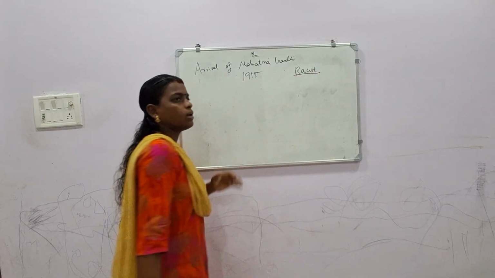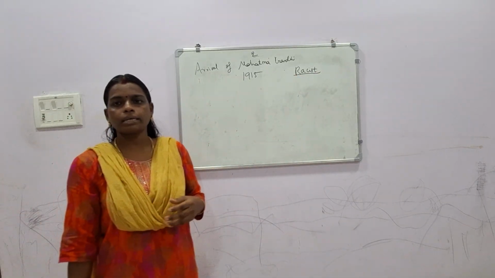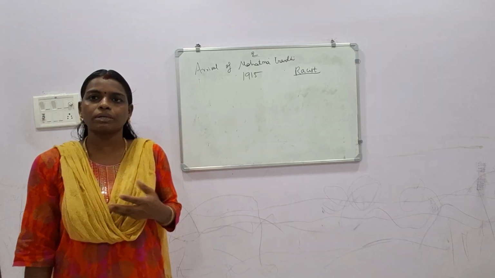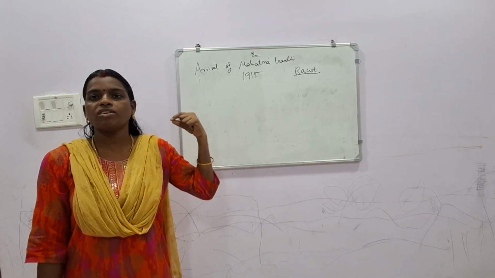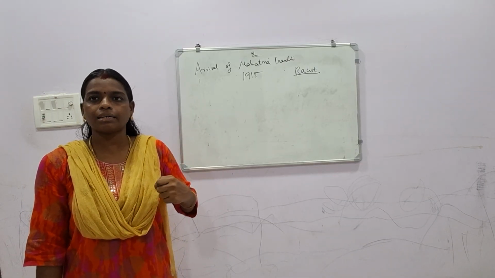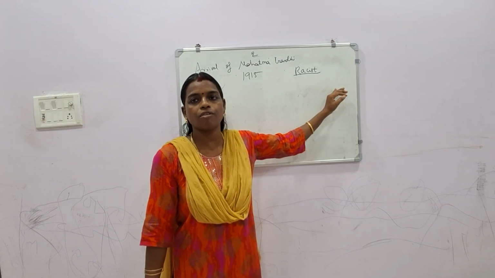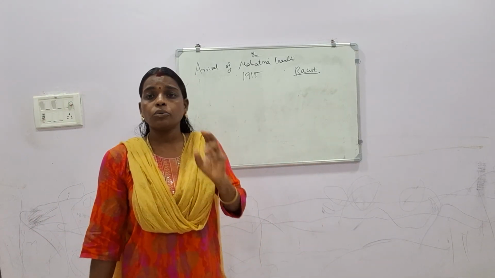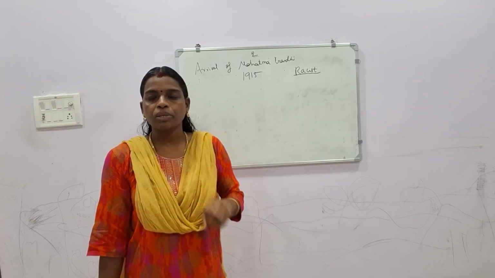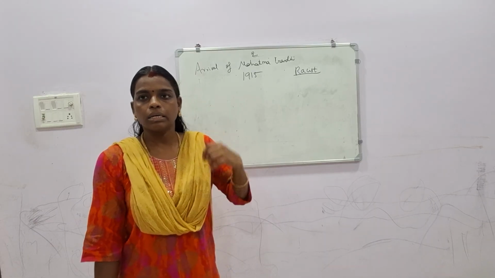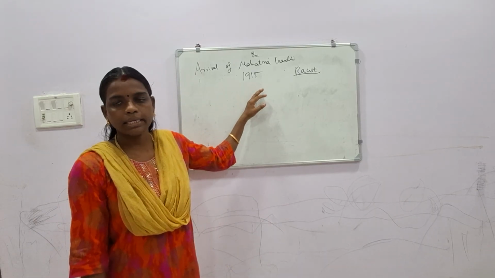What is a racist rule? Black race people, white race people, that kind of discrimination prevailed in South Africa. So the first satyagraha carried out by Mahatma Gandhi in South Africa was against the racist form of government. After doing that work successfully, he returned to India by the year 1915.